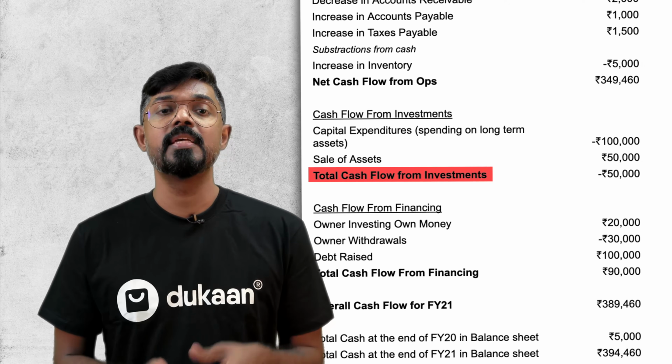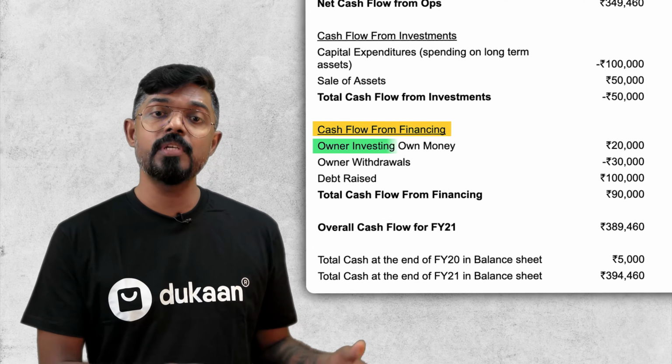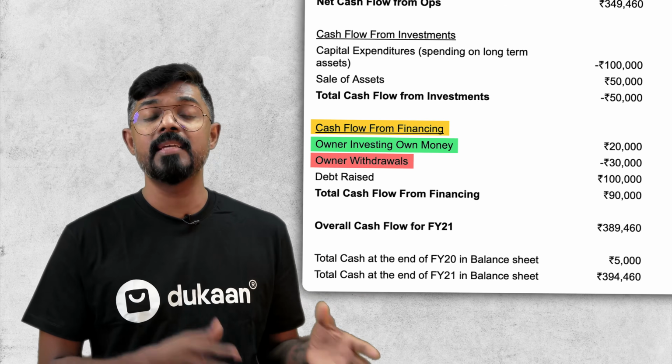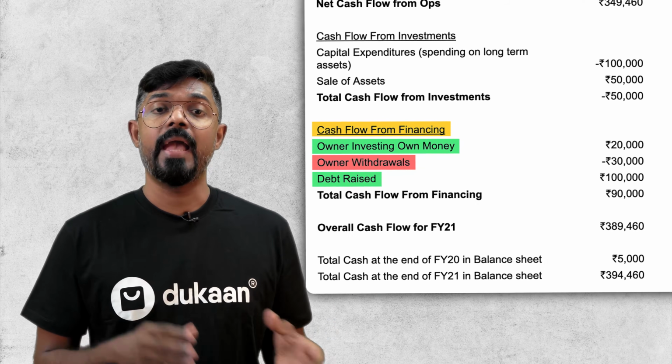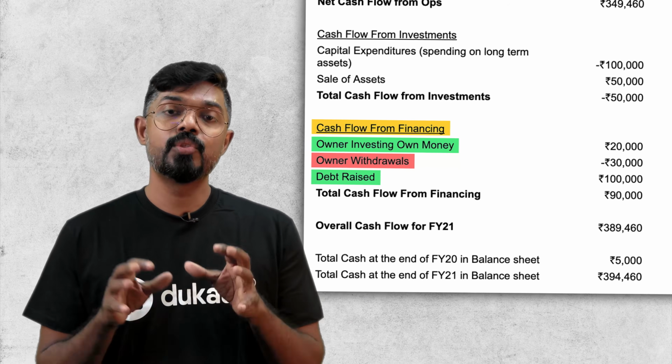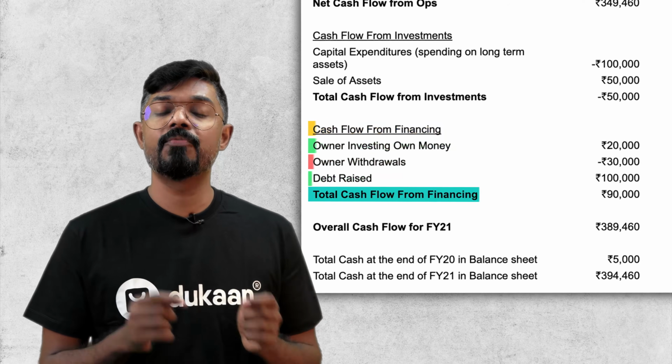For a small business, cash flow from financing deals with owners' investments, owners' withdrawals, and debt raised. Owners' withdrawals are deducted, and the owner's investment and debt raised are added. The total here gives you your cash flow from financing.